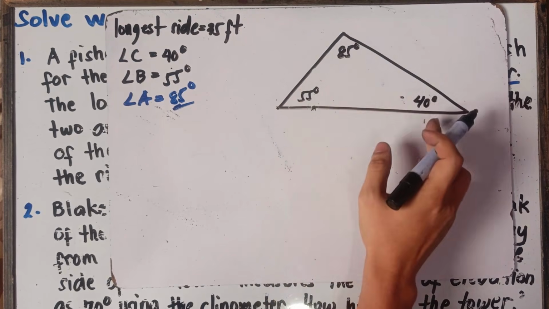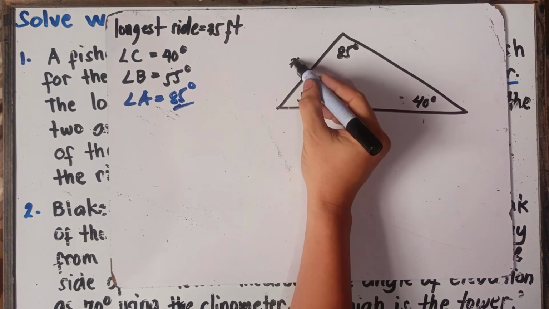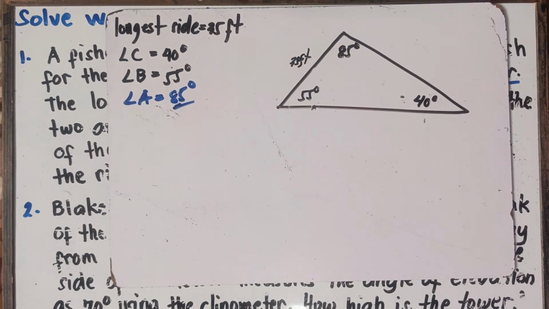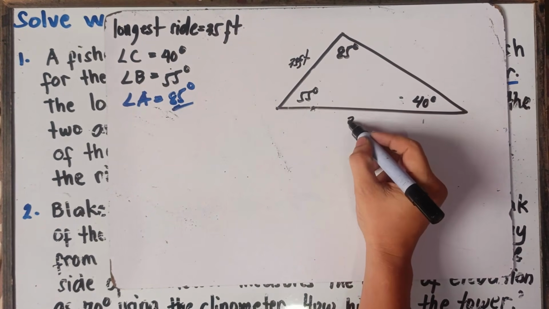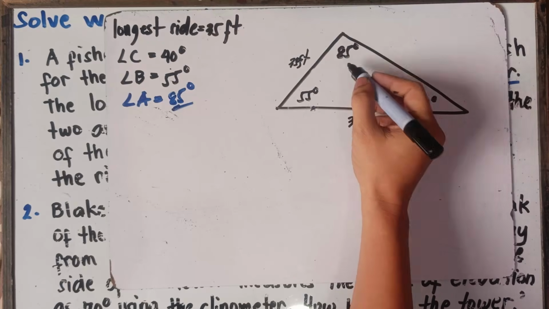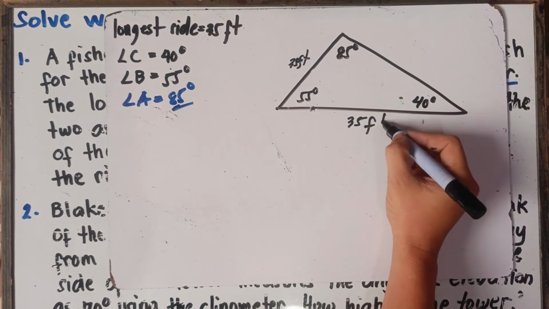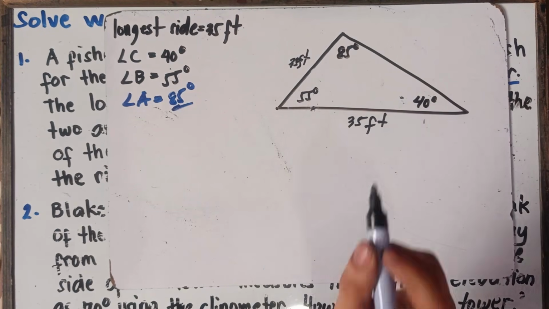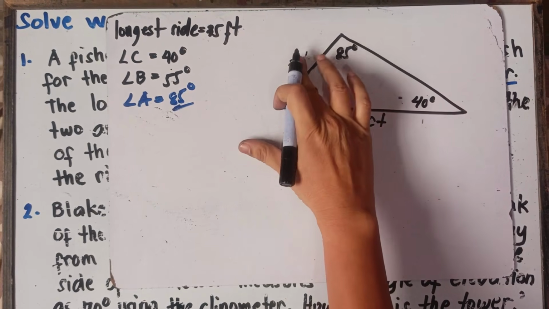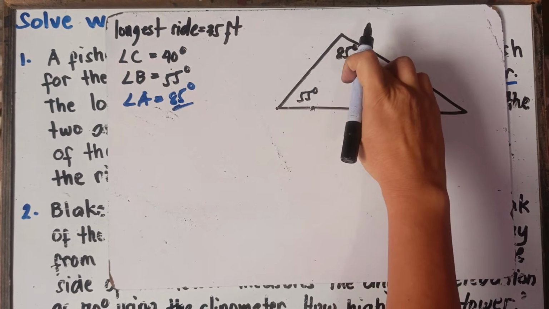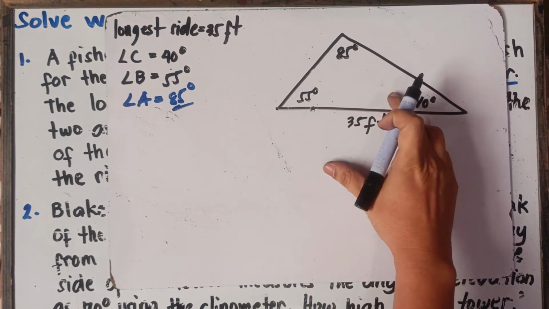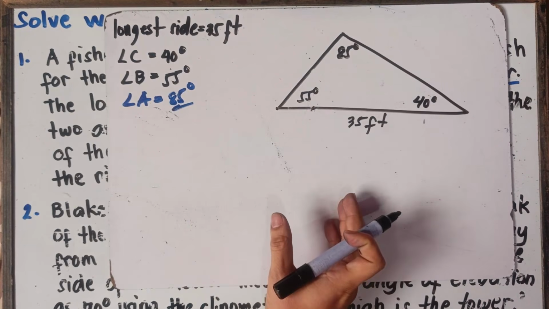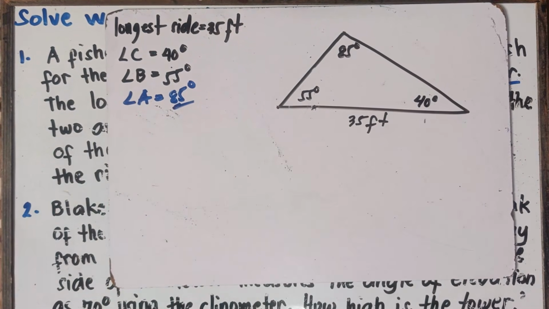If this is your illustration, class, and you put 35 feet here, of course, I'm sure 100% you will commit a mistake because this is not the largest side. The 35 feet, class, must be opposite to this angle, 85 degrees. Remember that one, class, 35 feet will be opposite to this angle, 85 degrees. The greater the angle, the greater the opposite side. The smaller the angle, the smaller the opposite side. That's a basic example, class, with regards to the opening of the angles.